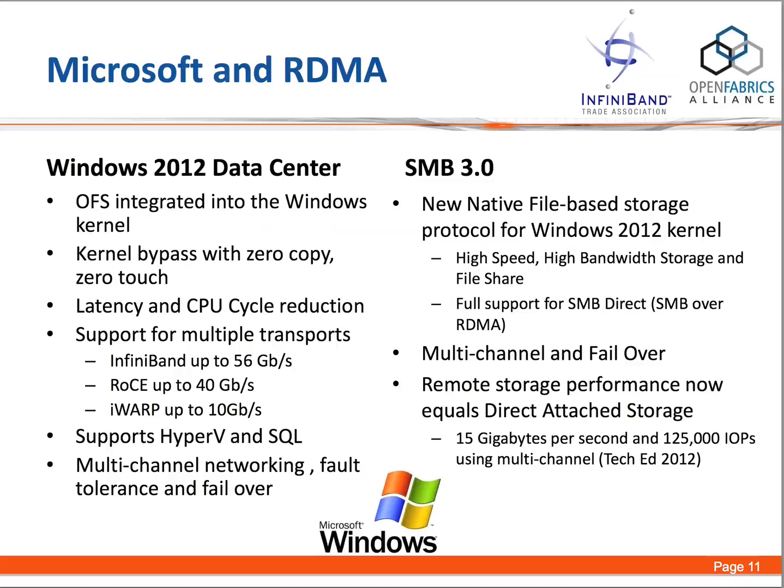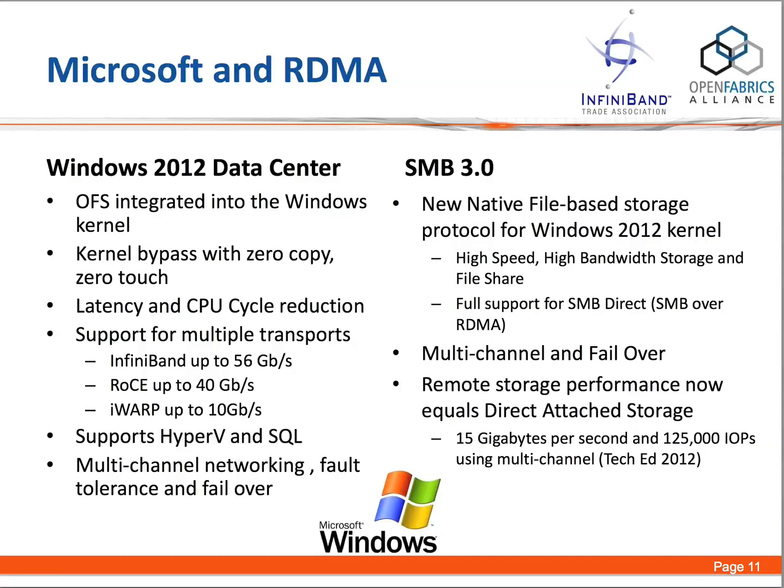As with Linux, some of the major benefits are that we get the kernel bypass, so there's zero copy, and that reduces latency and CPU cycles as well. And one of the nice things that Microsoft has done is it's got support for all the transports. We support InfiniBand, iWARP, and RoCE, so that we've got the Ethernet transport as well as the InfiniBand transport covered in the Windows platform.